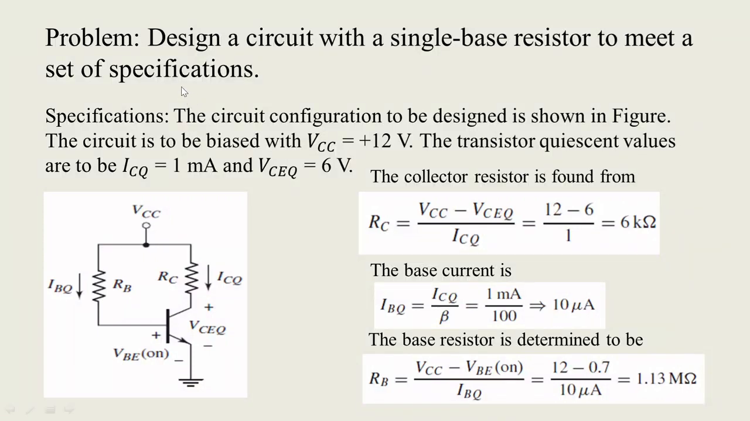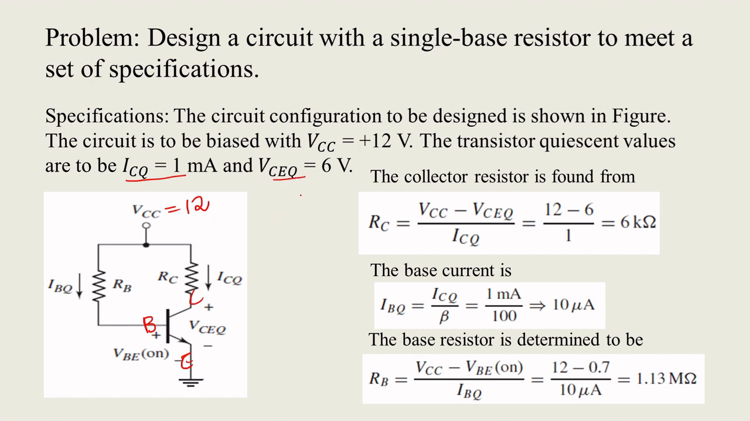Dear students, in the last class we discussed fixed bias and equations. Now we will see problems relevant to that. In this problem you can see this is a fixed bias circuit because the RB resistor is connected in series between the base terminal and the supply voltage. Your supply voltage is 12, and the collector current and VCE voltage are given.